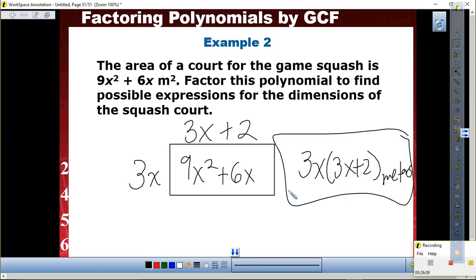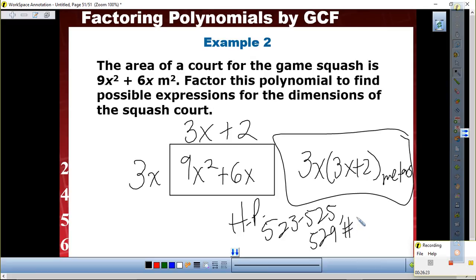Just meters. Okay. Our homework for tonight is only pages 523 to 525 and 529. And number 529 only is numbers 1 through 7.